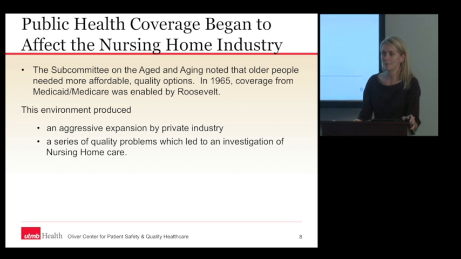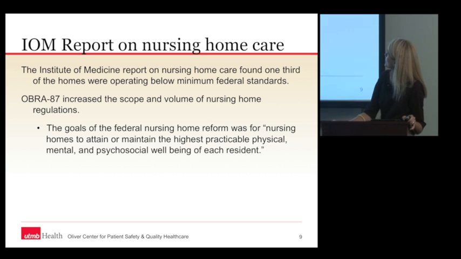So there were problems, and there were at least 20 very, very serious studies that led to an investigation of the government on nursing home care. And this is kind of where the perception of nursing home care today has really come from. It's been very hard to overcome this perception. So the Institute of Medicine report came out in the mid-80s, I think it was 1986. This was probably about 20 years after nursing home care was covered by Medicare and Medicaid.